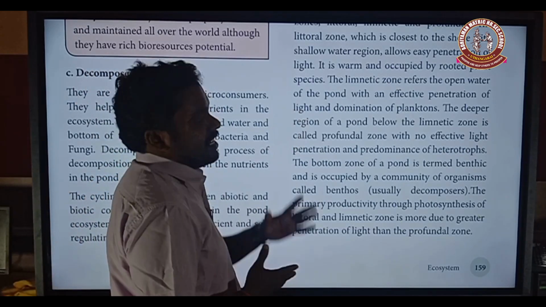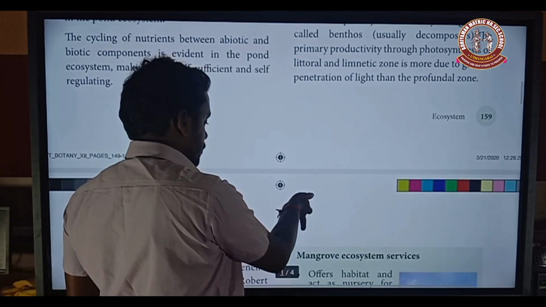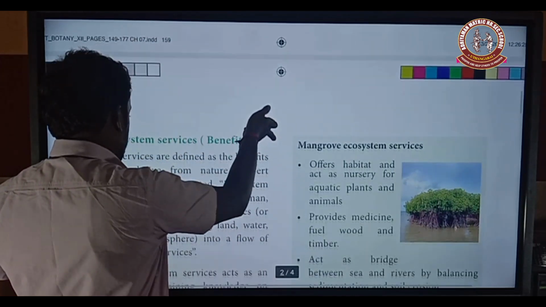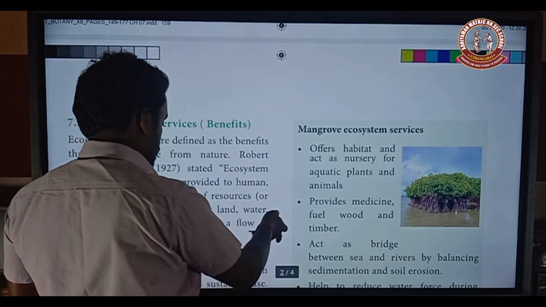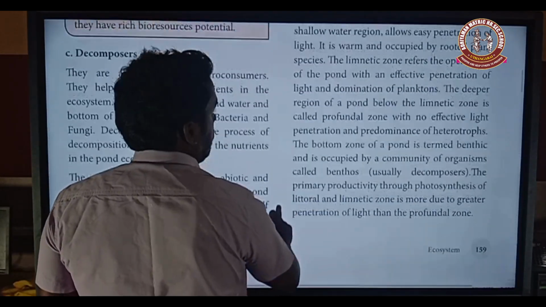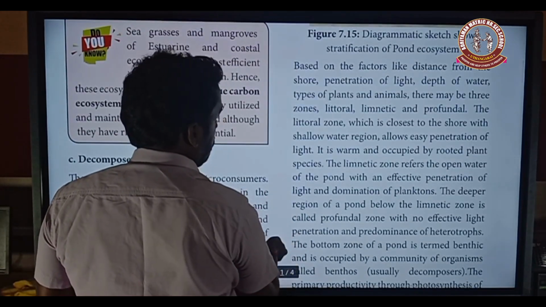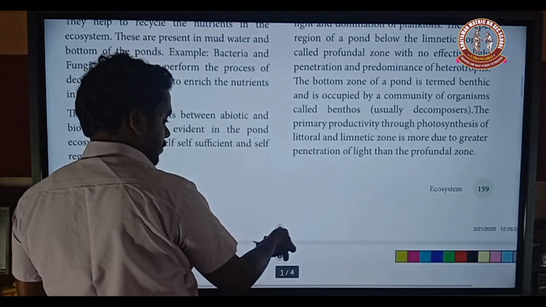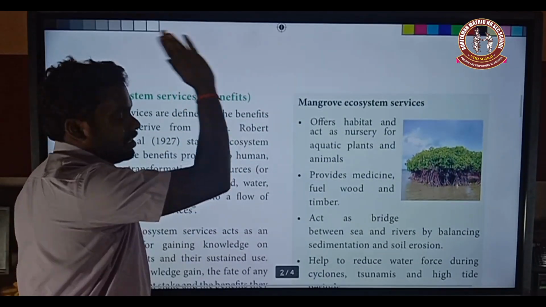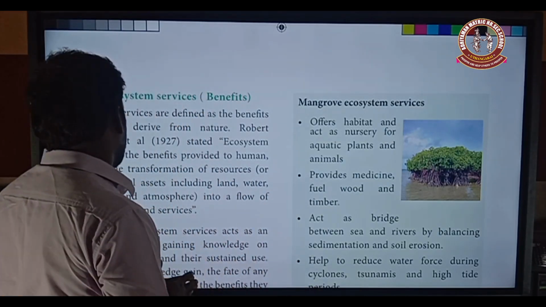That is the introduction of stratification of the pond ecosystem. Then next one, ecosystem services. So next we discuss ecosystem services.